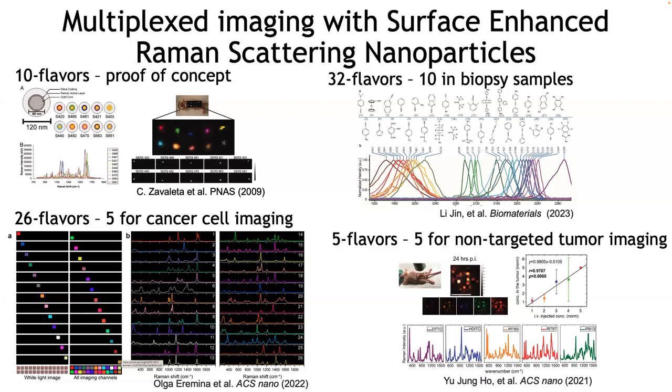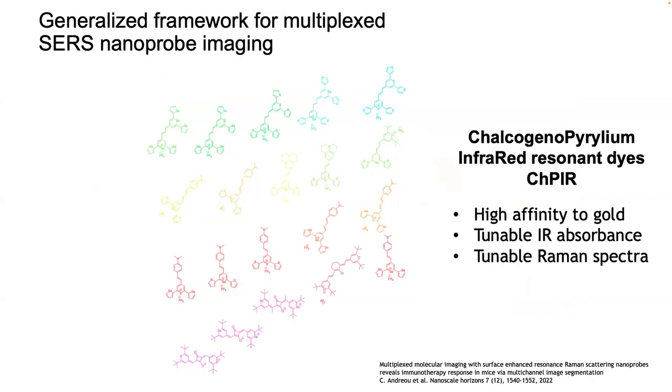So we did everything from synthesizing the dyes to using machine learning models to analyze the results. We've done the whole pipeline. So we worked together with some very talented chemists, and they generated this new type of Raman reporters based on chalcogenopyrrollium chemistry. So they look like this.